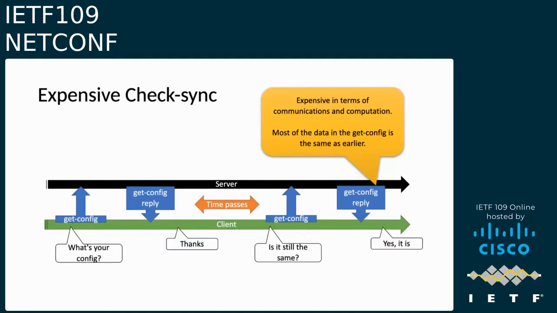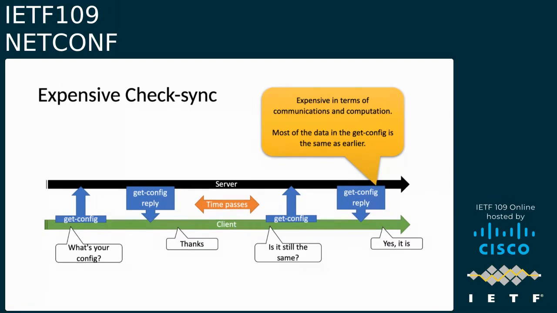But this mechanism is quite wasteful because it's getting this get-config reply, which is oftentimes exactly the same as the get-config reply earlier, and it is pretty large in many cases. So if there was a shorter and easier way to get to know if this configuration is the same or not, that would be very convenient.